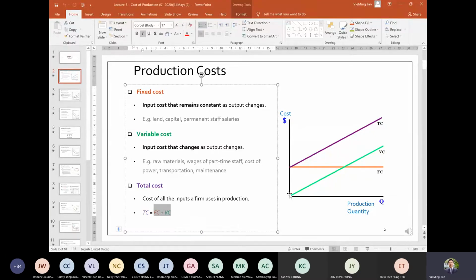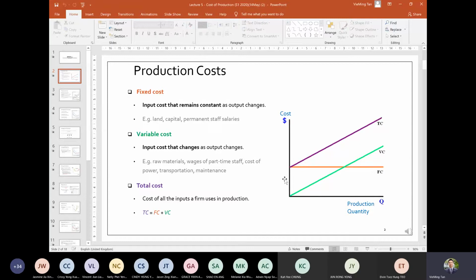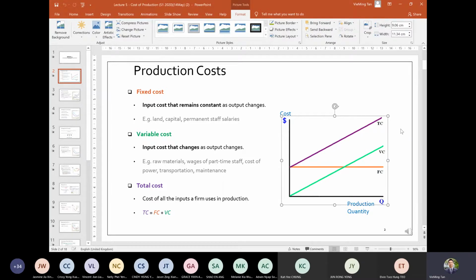Okay, so you may find that the total cost is also upward sloping and is parallel with the variable cost. Parallel means same pattern. You see, same pattern, right? Parallel. And the distance between the total cost and variable cost would be the fixed cost. So the difference is the fixed cost.